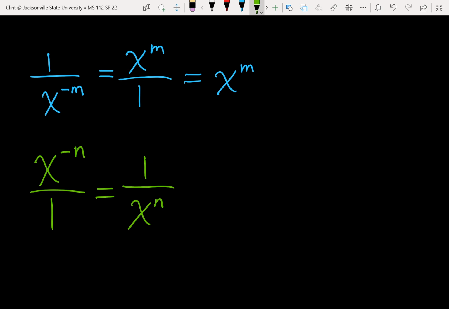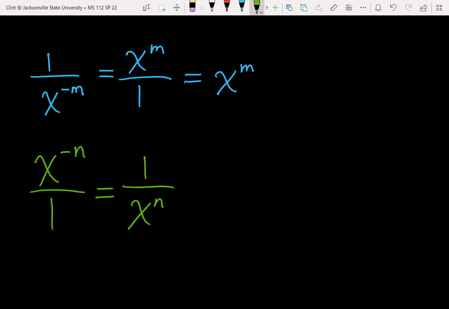Usually when I'm just informally talking about this property, I say if you want to get rid of a negative exponent, you move that term to the other side of the fraction bar. If it's in the bottom, you move it to the top; if it's on top, move it to the bottom. Yeah, you can definitely think about flipping it.